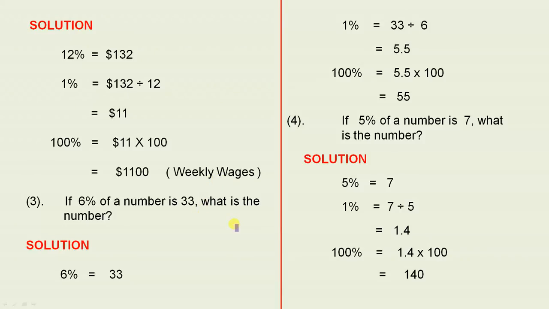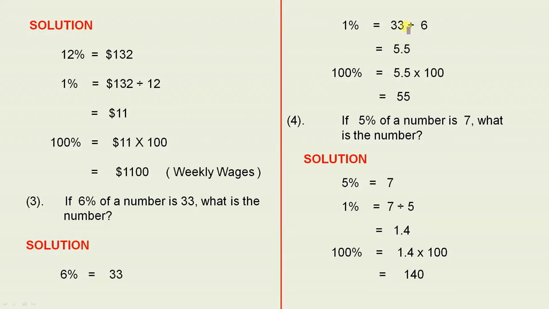Number 3. If 6% of a number is 33, what is the number? Solution. 6% of a number equals 33. 1% equals 33 divided by 6, and that's 5.5.